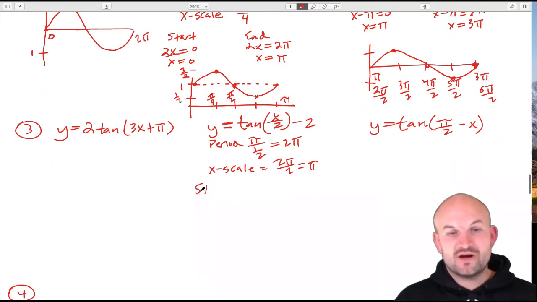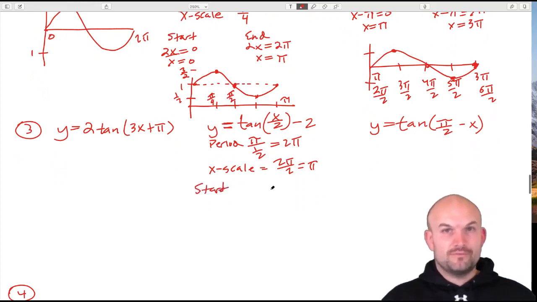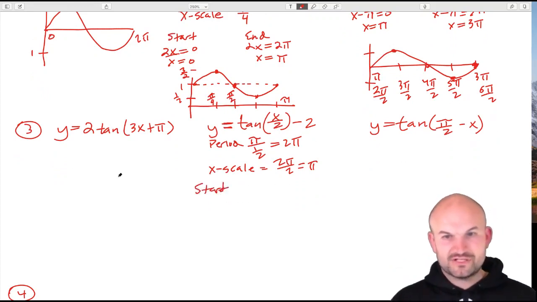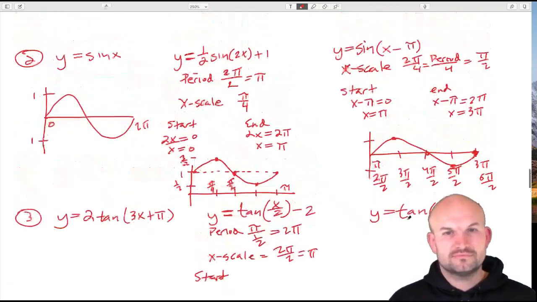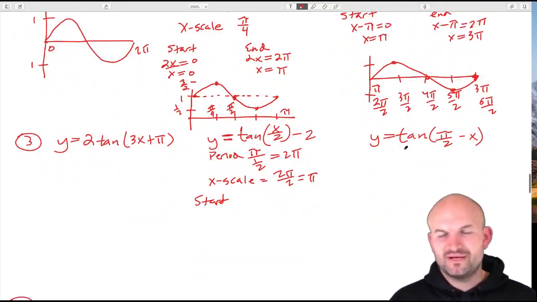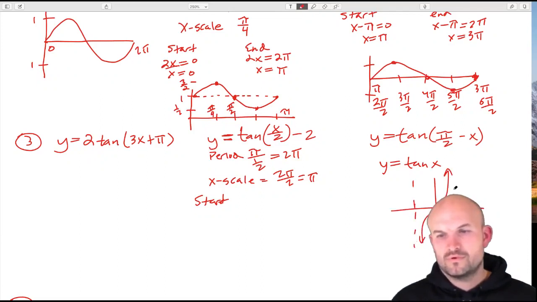Now as far as the start and the end go, if you remember the initial period for tangent, let's just do y equals tangent of x. Remember, the initial period looks like this, which is at pi halves and negative pi halves.